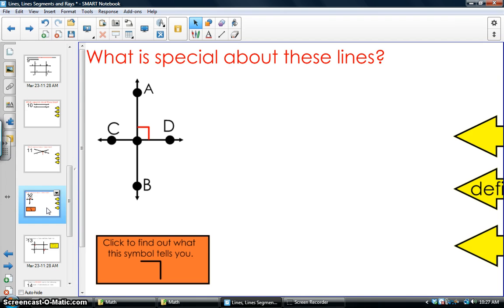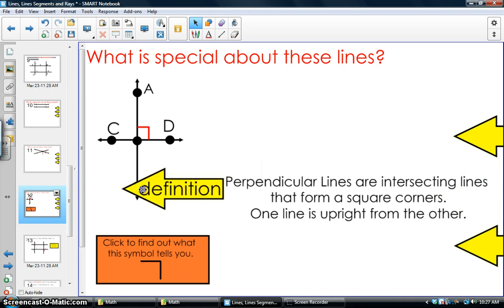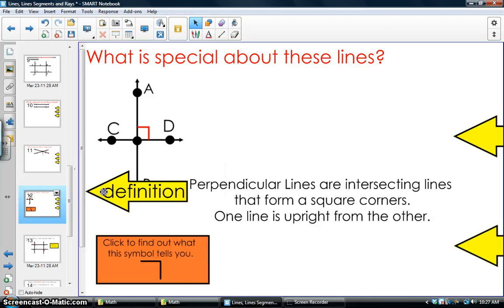And finally, we have perpendicular lines. Perpendicular lines are intersecting lines. However, there's something different and special about them. Perpendicular lines are intersecting lines that form a square corner. One line is upright from the other. I need to take out the S here. Let's keep moving.